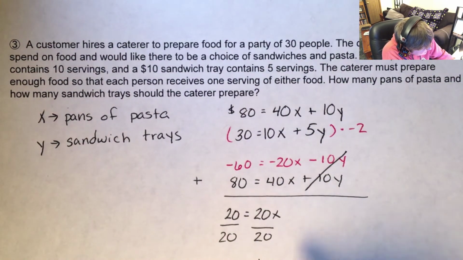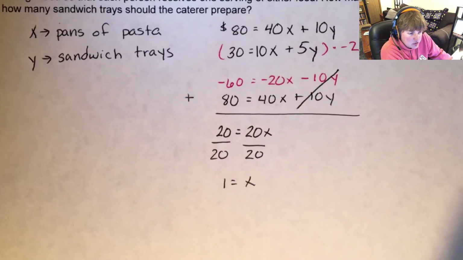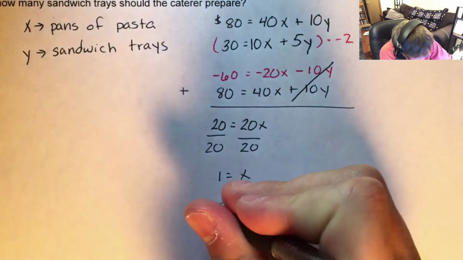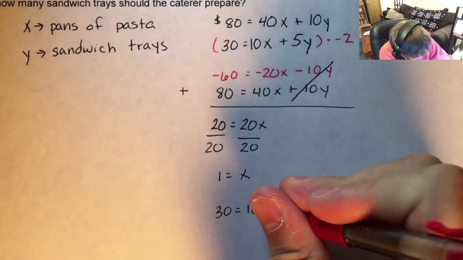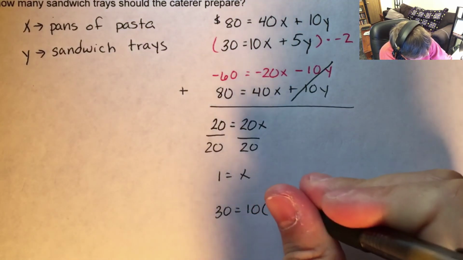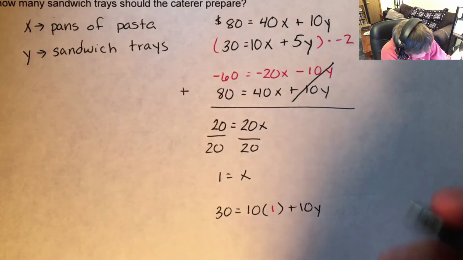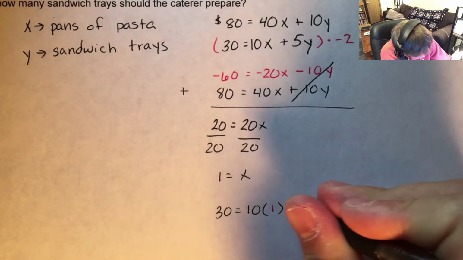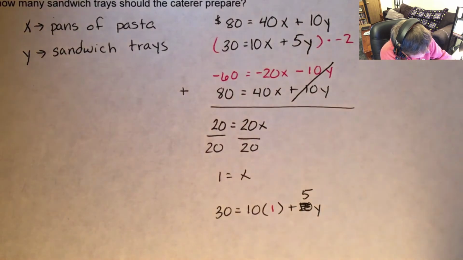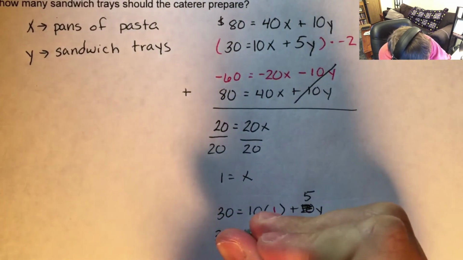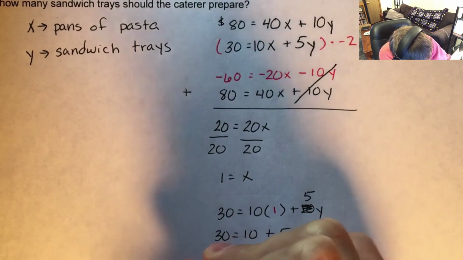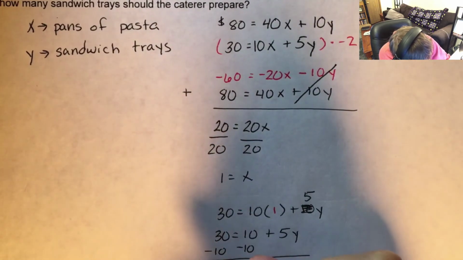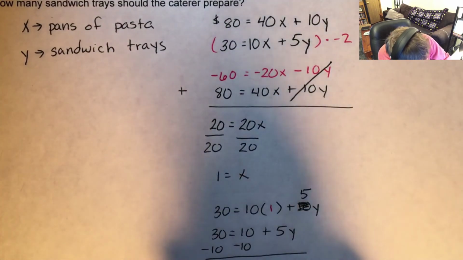Okay, knowing that 1 is equal to x, I can just go ahead and plug it into, I suppose, the bottom one. Again, the numbers are a little smaller. So 30 is equal to 10 times 1 plus 5y. So this is 30 is equal to 10 plus 5y. Minus 10 minus 10 is equal to 5y. And then this is 4.